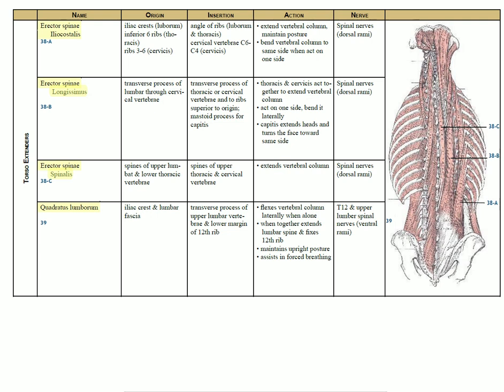Next, we have our torso extenders. So the three involved specifically in torso extending are the erector spinae muscles, and they do exactly what you would think. Let's look over here. We have 38A right here, the erector spinae iliocostalis on the outside, 38B, erector spinae longissimus, and then 38C, erector spinae spinalis.